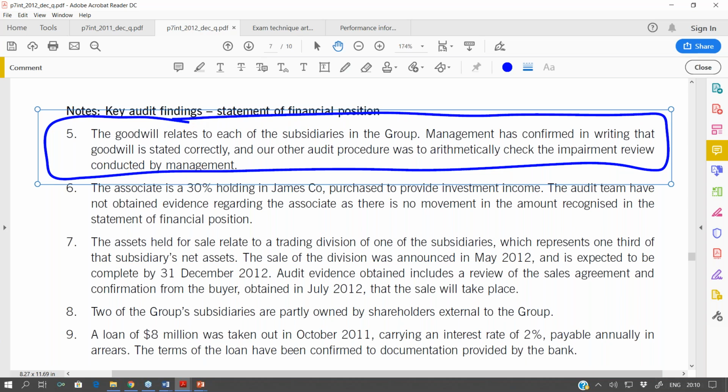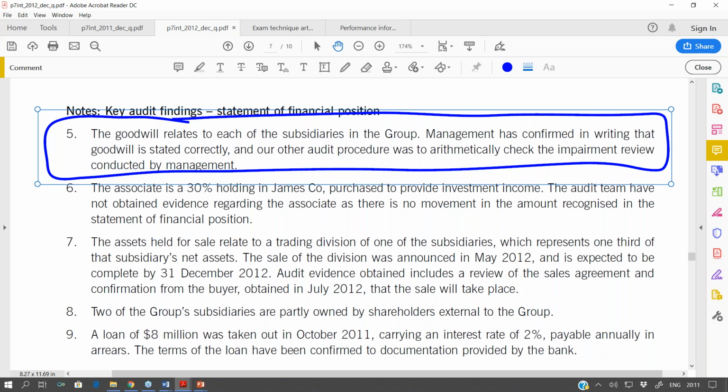The goodwill relates to each of the subsidiaries in the group. Management has confirmed in writing that the goodwill is stated correctly, and our audit procedure was to arithmetically check the impairment review conducted by the management. Have we gathered sufficient evidence? Is it sufficient just to check the arithmetical accuracy of the impairment review, rather than discussing with management the basis of the recoverable amount, how they determine it, or how they find the value in use or the fair value?